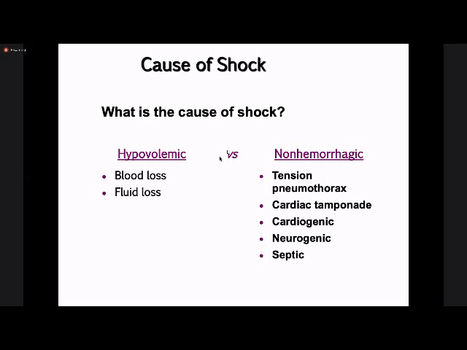Then cardiogenic, a crush injury to the heart, or maybe a stab or a crush. The heart is no longer functional. The patient is in cardiogenic shock. Neurogenic and septic shock are not so important in a trauma situation. Neurogenic is if the patient has a spinal cord injury. Septic shock should not be seen in acute trauma.